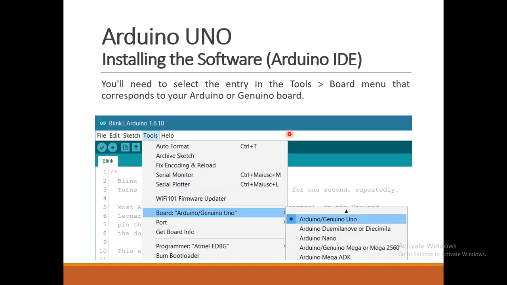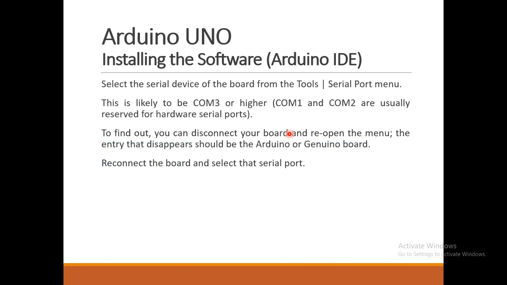Now, the first step is you have to choose the board. To choose the board in the Arduino IDE, you have to go to Tools, Board, and select Arduino Genuino Uno to connect to the two different boards. Then once you select it, select the serial device of the board from Tools, Serial Port. So a port will be automatically updated from the IDE itself.